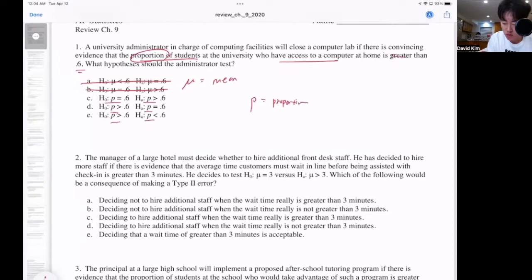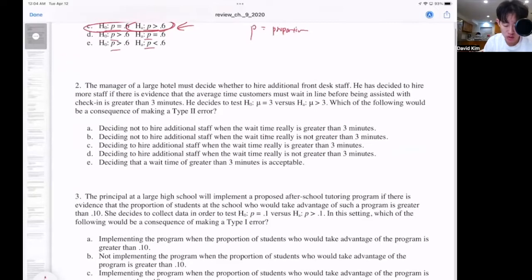So is greater than 0.6. Well, that leaves me with only answer C. Greater than proportion of 0.6. That should be your alternative. That should be in your alternative hypothesis. So there we go.